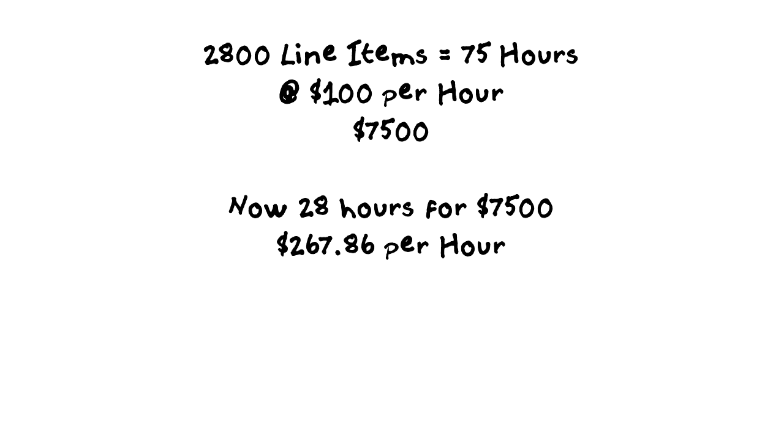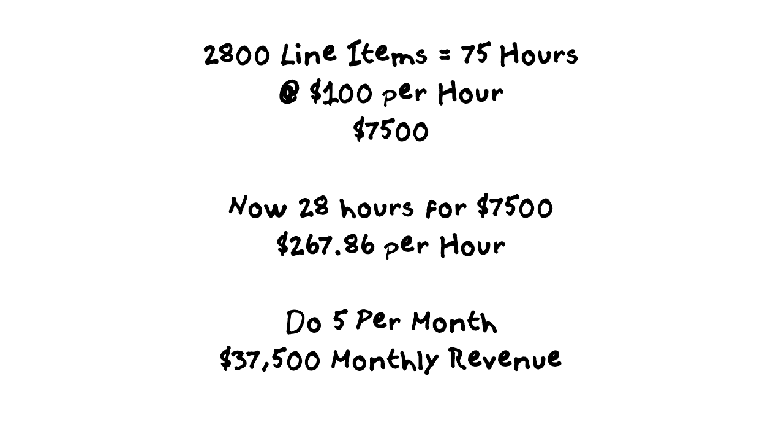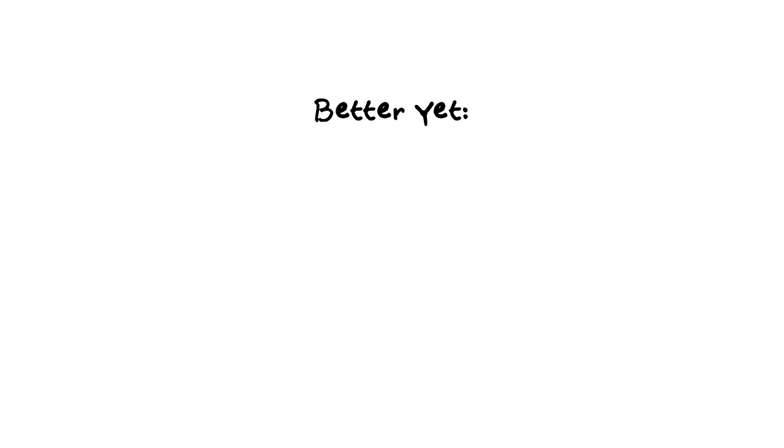What happens is you've effectively taken your $100 per hour charge-out rate and increased it to $267 and change. Before, if you're doing 75 hours, you can literally do 2 of these a month. If you get it down to 20 to 28 hours, literally you can get 5 or 6 of these in on a monthly basis. If you do 5 a month, it would get you $37,500 in monthly revenue, or almost $500,000 a year.